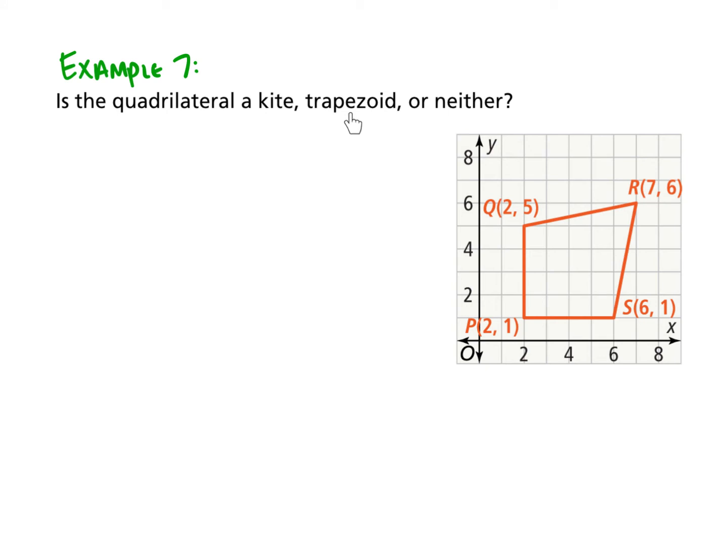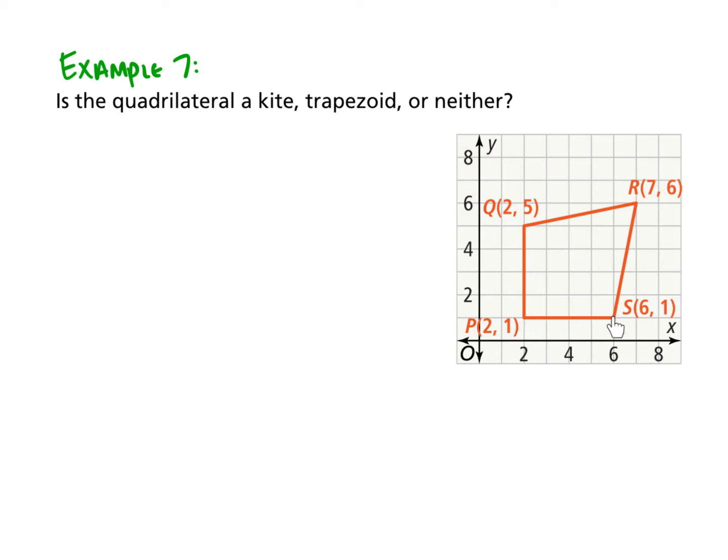A trapezoid has to have 1 pair of parallel sides. So I could look and see maybe if these 2 are parallel or if these 2 are parallel. Now let's start with that idea. I can actually just look at this and tell that neither pair of opposite sides are parallel, because this side of the shape is a vertical line, which would have undefined slope, and this one definitely does not have undefined slope. It is not a vertical line. So these 2 are not parallel.